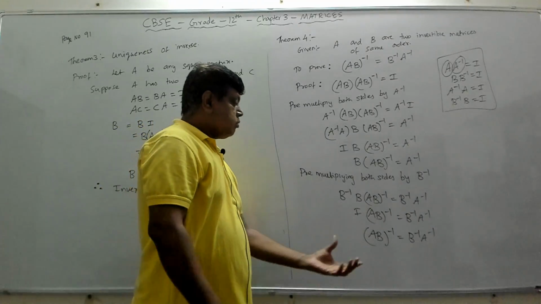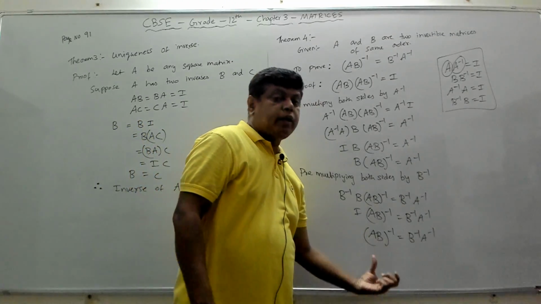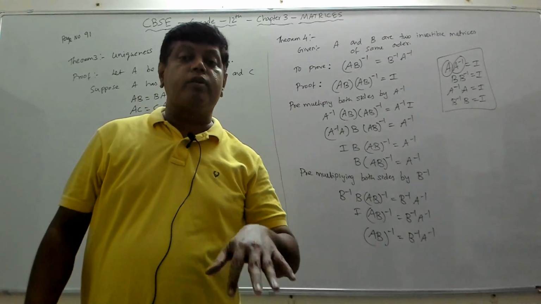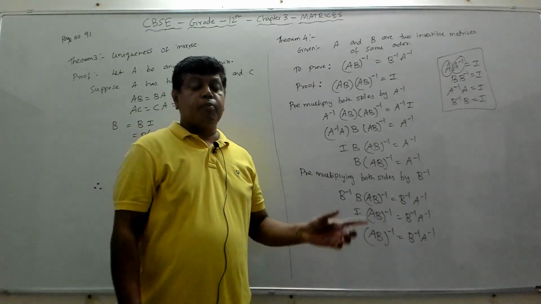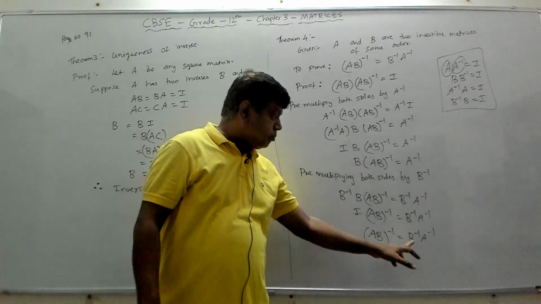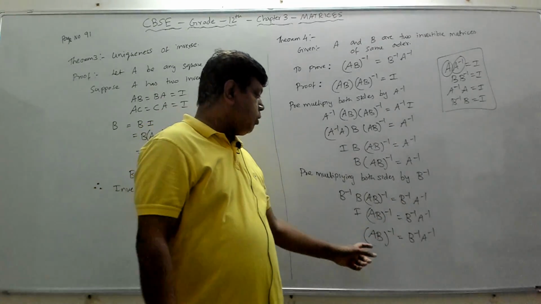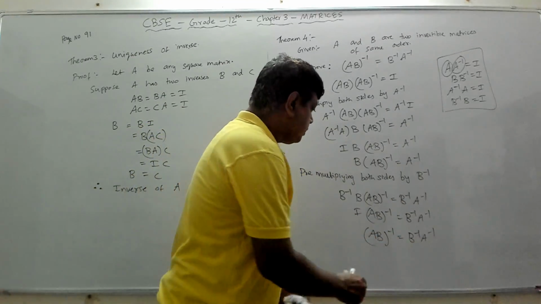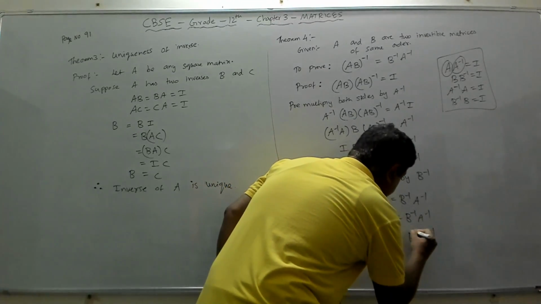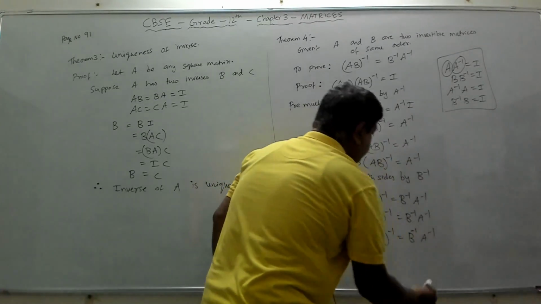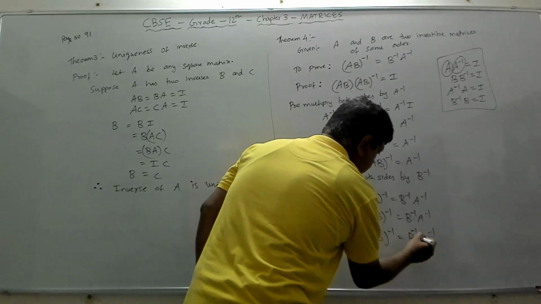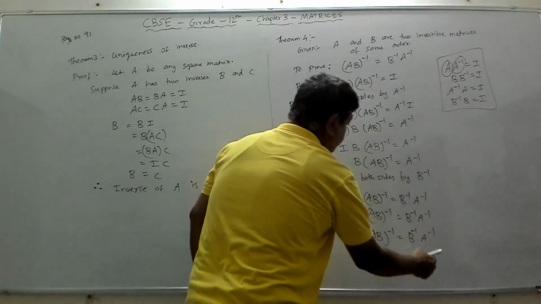And you have to be careful. Sometimes they may ask you to find AB whole inverse by giving A inverse and B inverse. Then you have to multiply B inverse with A inverse. B inverse A inverse will give you AB whole inverse. So AB whole inverse is B inverse A inverse. Right? B inverse into A inverse is the multiplication.